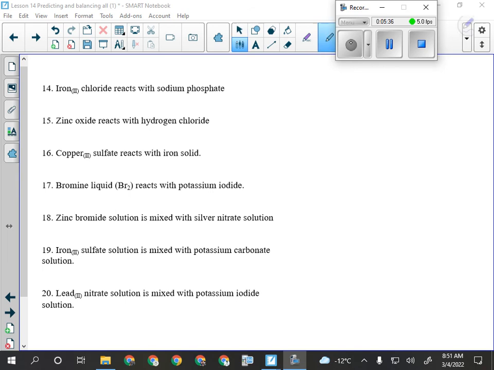So on number 14, okay, we start out with iron(II) chloride. Okay, the Roman numeral 2 is telling us that this is the iron with the 2+ charge, and it's with chlorine that has a 1- charge. So we're looking at FeCl2, and it's reacting with sodium phosphate. So sodium is Na with a 1+ charge. Phosphate is PO4 and it has a 3- charge. All right, so when we drop and swap that one, we're going to get Na3PO4. All right, so that's what our reactants should look like.